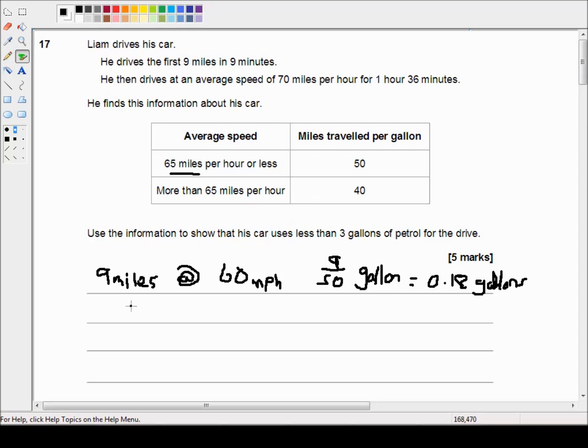So let's say he's going 70 miles an hour for 1 hour and 36 minutes. So that's 70 miles per hour times 1 hour and 36 minutes. So 36 minutes is 36/60ths of an hour. We could actually simplify that, because 36 is 6 times 6 and 60 is 6 times 10. So cancelling the 6 from both top and bottom, we get 6 over 10, which is 0.6. So 1 hour and 36 minutes is actually 1.6 hours.